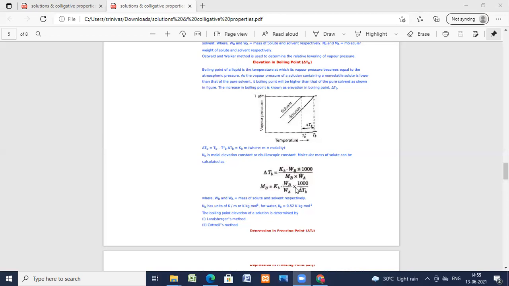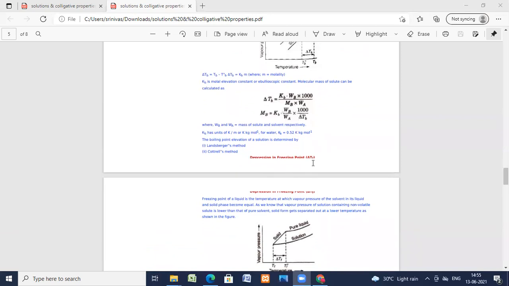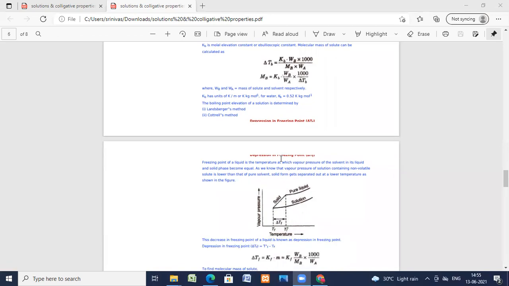Now we'll see the fourth colligative property, depression of freezing point, delta TF. Previously delta TB, now delta TF, it is quite the reverse. Delta TB is TB minus T naught B: the boiling temperature of the solution minus the boiling temperature of the pure solvent is the elevation of boiling point. Now for depression of freezing point, it is quite the reverse. Delta TF is equal to T naught F minus TF: the freezing temperature of the pure solvent minus the freezing temperature of the solution gives the depression in freezing point.